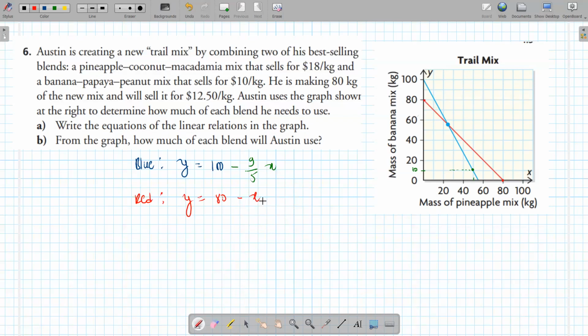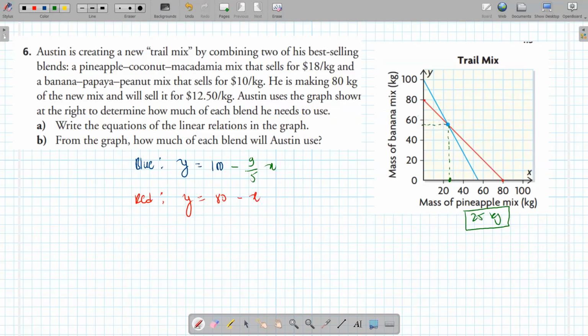From the graph, how much of each blend will he use? Again, it's not very precise. That's why I don't like these questions. That one there, to me, appears to be 25 kilograms on the X. So 25 kilograms of the pineapple mix.